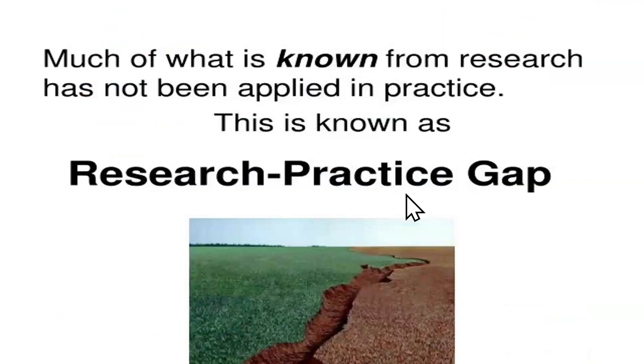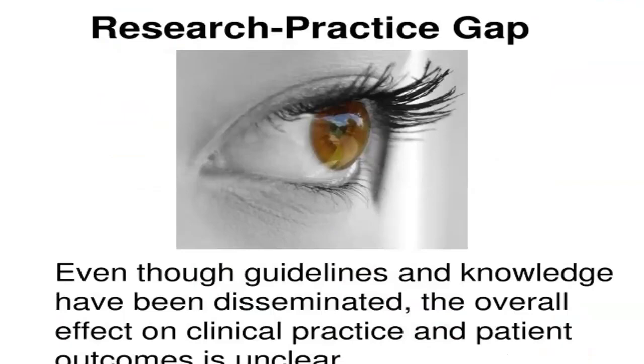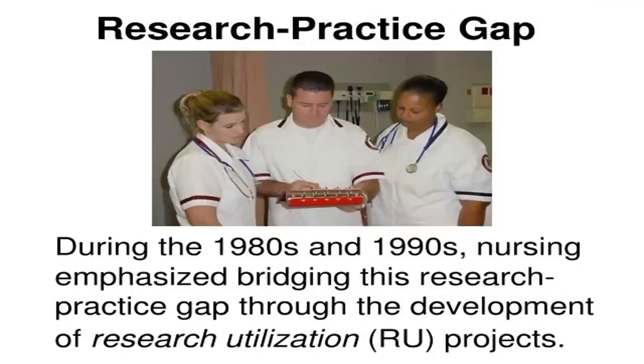We talk of a lot of research every day, a lot of research has been conducted, but not everything is applied in practice. That's what we call the research-practice gap, isn't it? Even though the guidelines and knowledge have been disseminated and you have published the research, the overall effect on clinical practice and the outcome in clinical practice is unclear. That's what we say is the research-practice gap, isn't it?